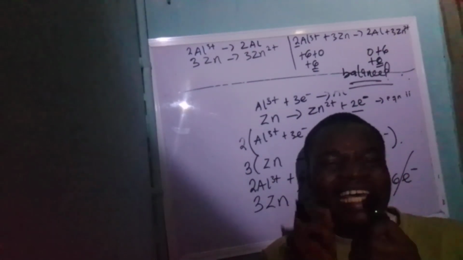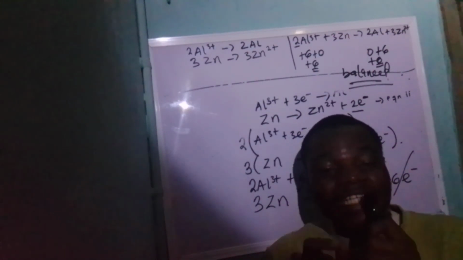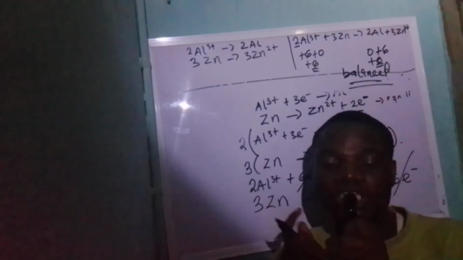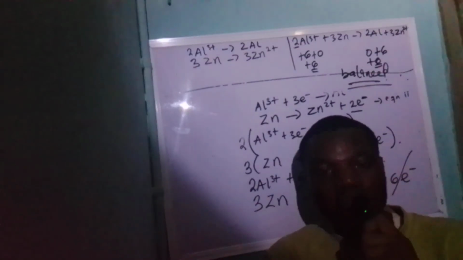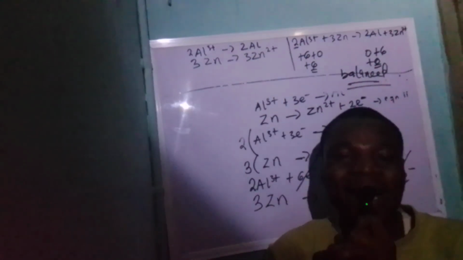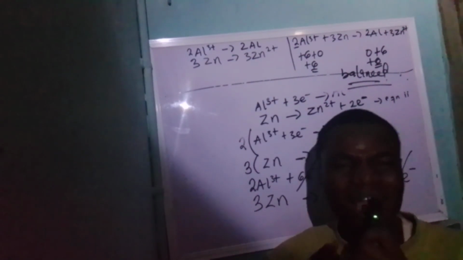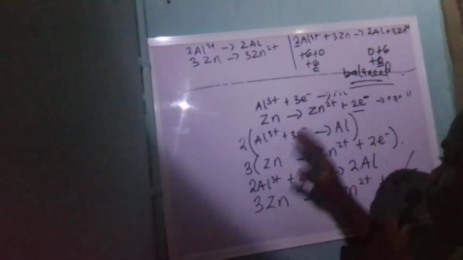The first thing is to indicate the reduction and oxidation reaction. That's the first one. Second, balance the atoms. Third, balance the charge. Fourth, balance the electrons. Are we there? Now that's the first example.